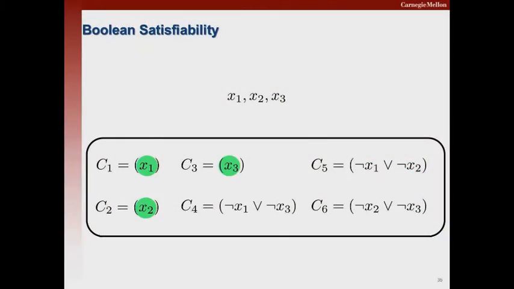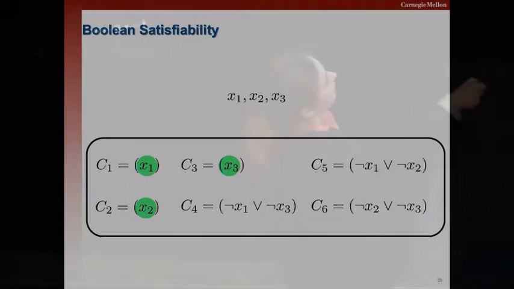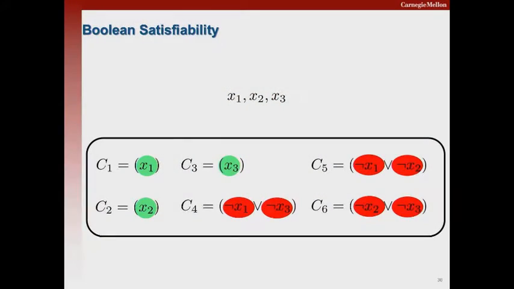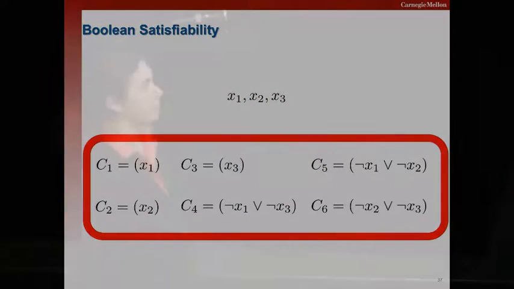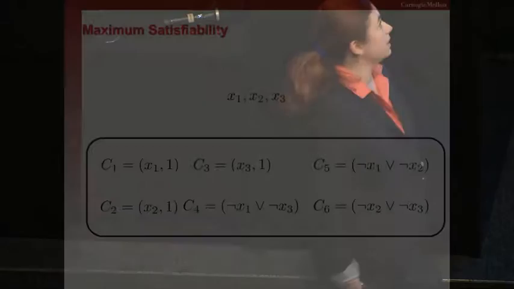So we have these 3 clauses as units. We must set x1 and x2 and x3 to true, which makes the other clauses unsatisfiable. Okay, the problem is unsatisfiable, but maybe the answer, there is no solution, is not really a nice answer. Maybe people are happy to sacrifice some constraints and still get an answer. So this is how maximum satisfiability started.